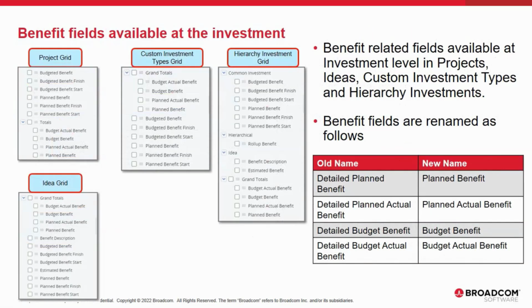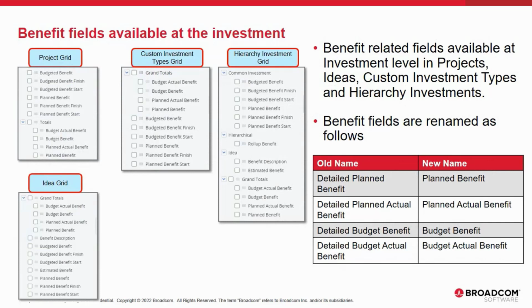Starting this release, we have also added the benefit fields in the investment level. So now benefit fields will be available in projects, ideas, custom investment types, and hierarchy investments. We are also renaming the following fields for better visibility. The detailed plan benefit will be renamed to plan benefit. Detailed plan actual benefit will be renamed to planned actual benefit. Detailed budget benefit will be renamed to budget benefit, and detailed budget actual benefit will be renamed to budget actual benefit.